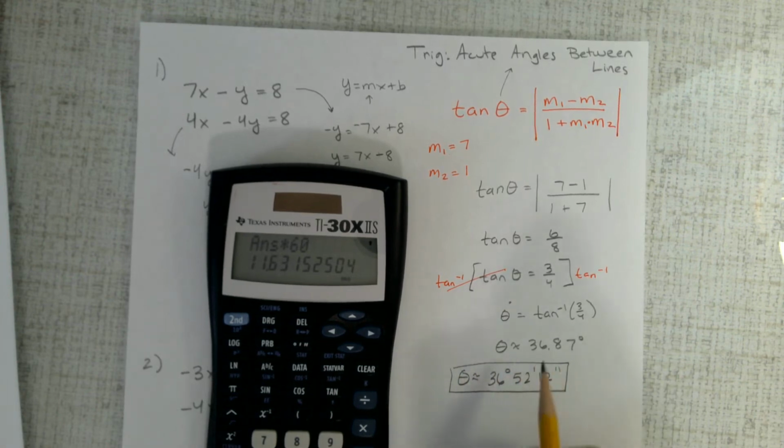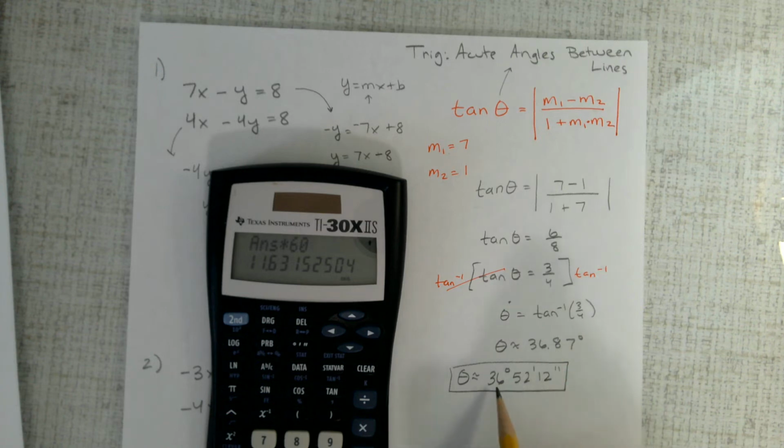Just a good rule of thumb here, 36.5 would have been 36 degrees and 30 minutes, like a half hour, but I have more than a half, so I have more than 30 minutes, so it's 52.